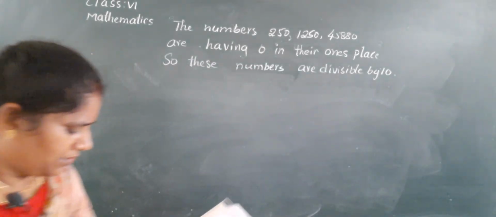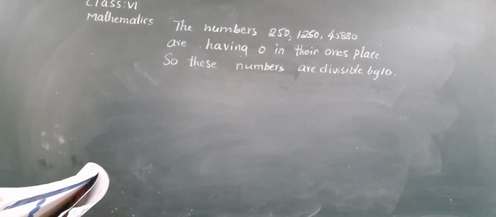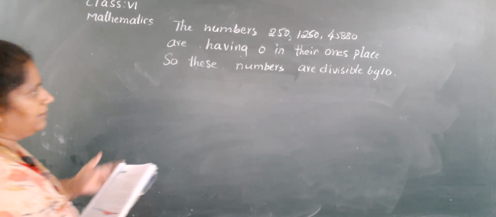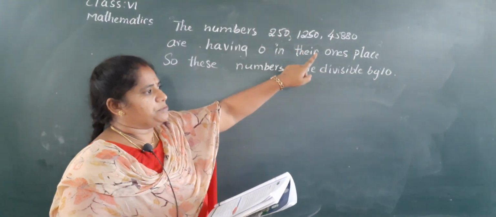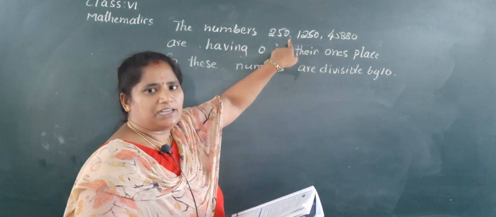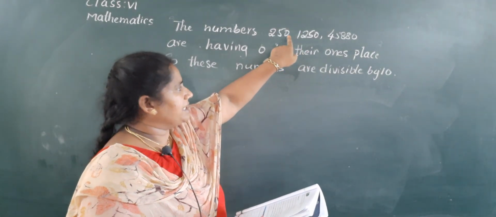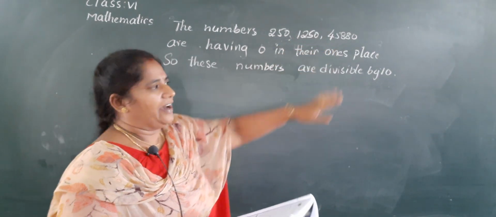So what are they asking in the question? Check whether the numbers that are divisible by 10 are divisible by 2 and 5. Yes, the numbers which are divisible by 10 are also divisible by 2 and 5. Why? Because 0 is in the units place. So these are divisible by 2. And 5, 0 is there in the units place. So these numbers are also divisible by 5.